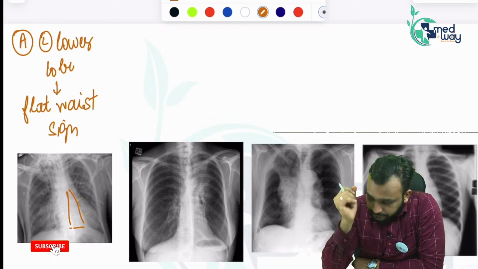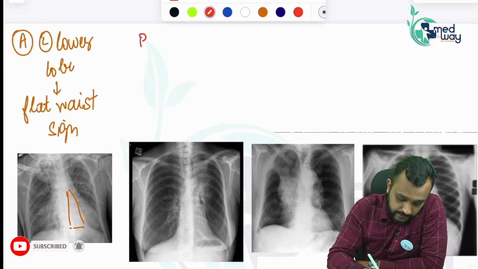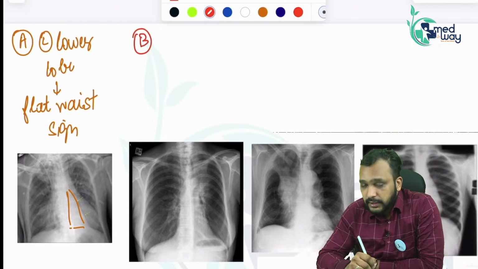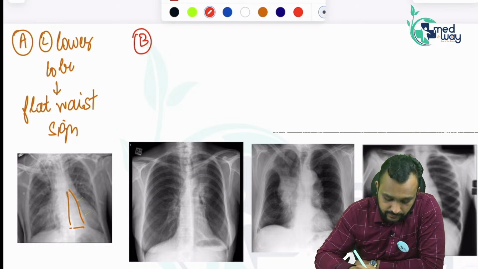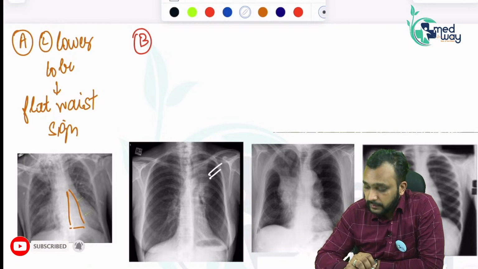Now guys, let us have a look at image B. What are you able to see on this image B? Anyone, guys? What are you able to see on the image B?